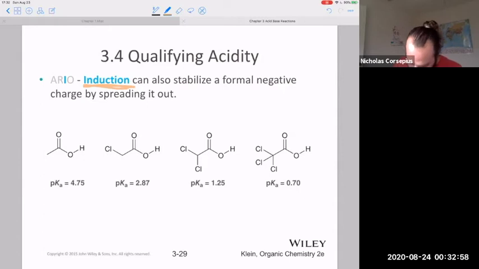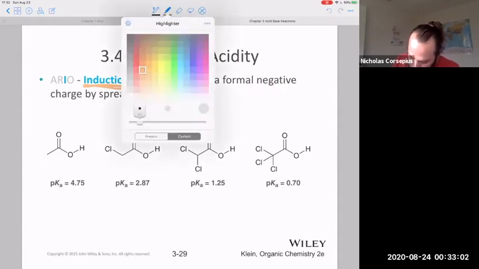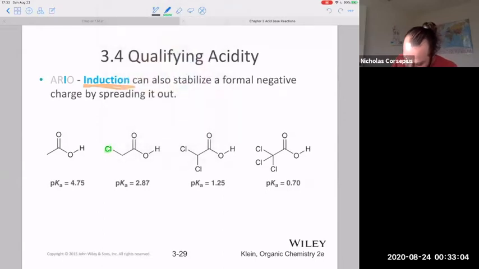So notice here we have our acetic acid again. The difference in each one of these molecules is I'm adding more and more chlorines onto that. Chlorine, remember, is a nice electronegative halogen. And now let's look at what's happening to the pKa's as I'm adding more and more chlorines on.